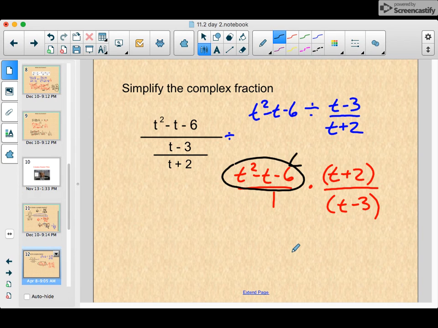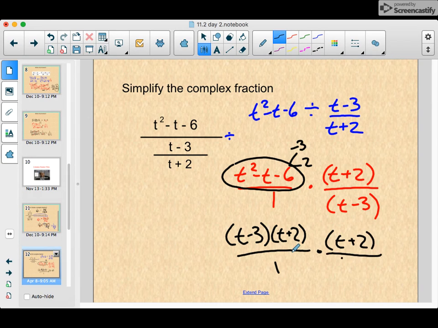This is negative 3 and 2. Gives me negative 6 and adds to negative 1. These I can't do anything with. But now I can cancel. I have a t minus 3 on the top here.